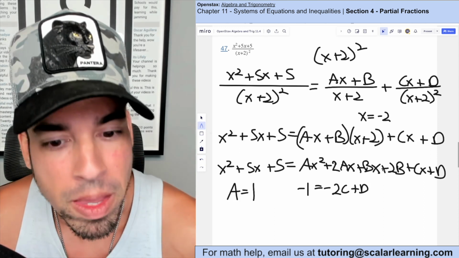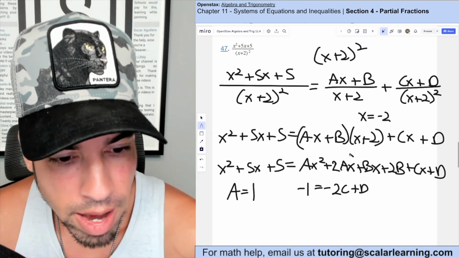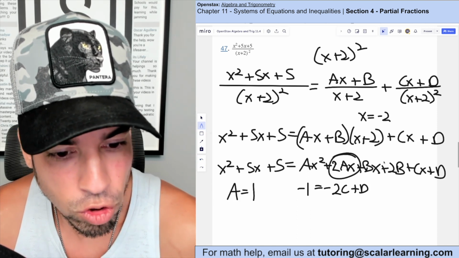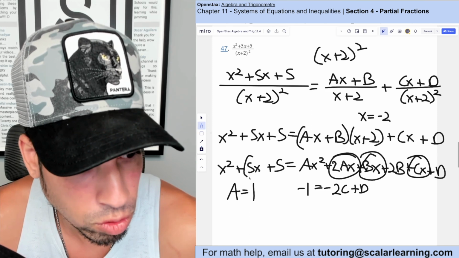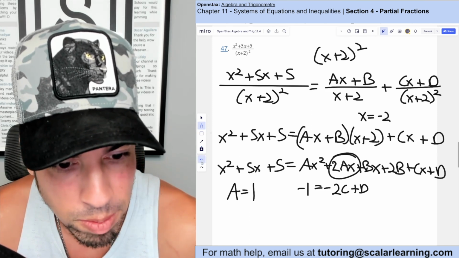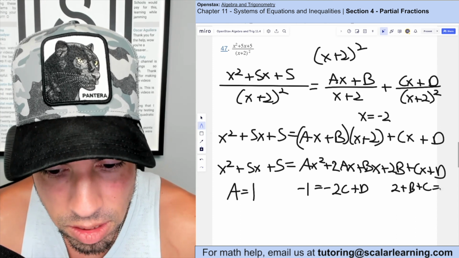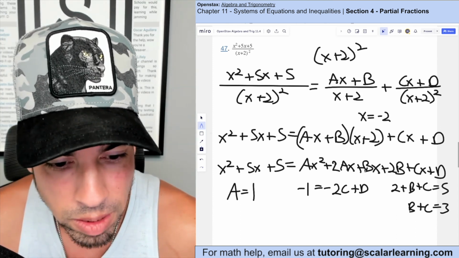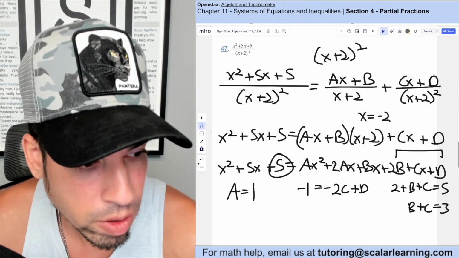That's one equation. And then another one we can match up with the x terms, right? We've got 2, and a is 1. So we've got 2 plus b plus c is equal to that term, right? So 2 plus b plus c is equal to 5. Another way of saying that is b plus c is equal to 3. And one more, we have the constants: 2b plus d also has to equal 5.